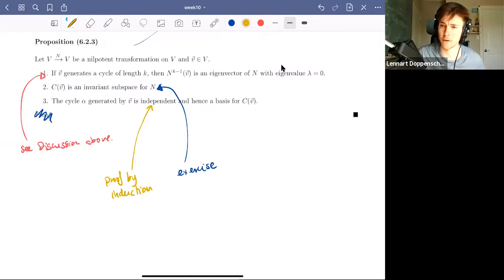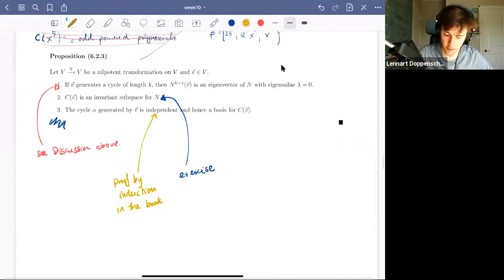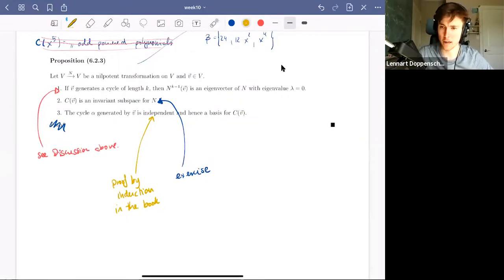It's very similar to a previous proof by induction that we've done in this class. So it shouldn't be hard for you to look in the book, read this. It's not very long either, and then understand it. If you have questions, you're of course welcome to ask me about the proof. But the most shocking result of this proposition is definitely the last one: when you have a cycle, you can generate an invariant subspace and you immediately get a basis for it.